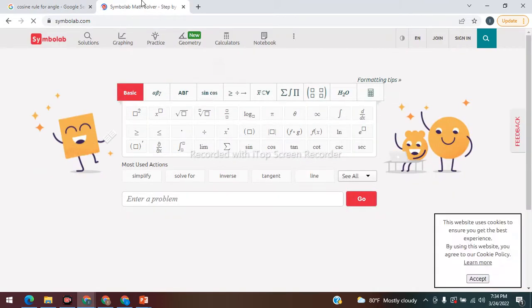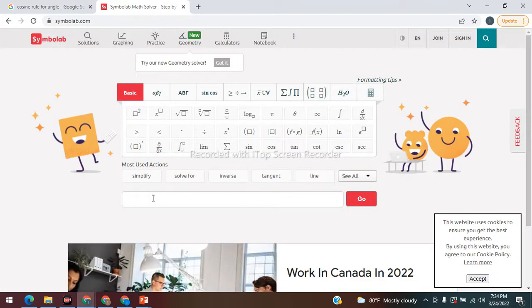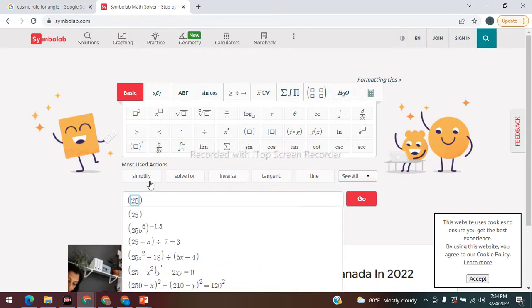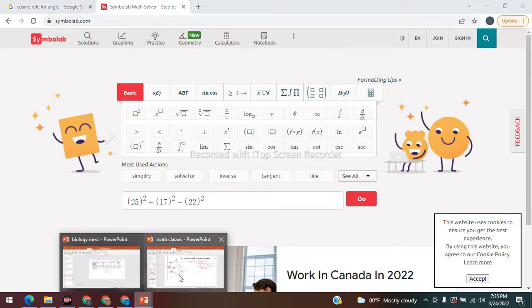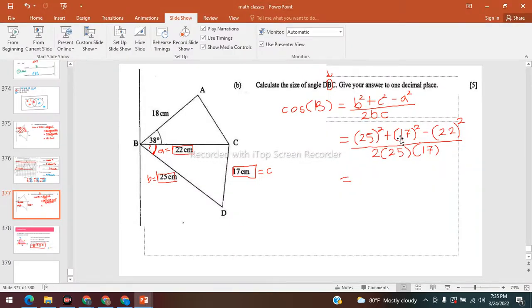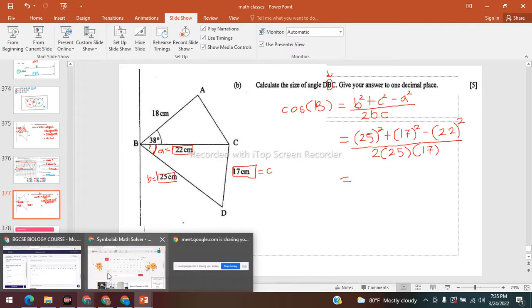You don't want to tell you on that? Yes, tell me one time. You go back first. Okay, why are you going back to 25 squared plus 17 squared minus 22 squared. So is that it? 25 squared plus 17 squared minus 22 squared. Yeah. That's it? Yes, sir.